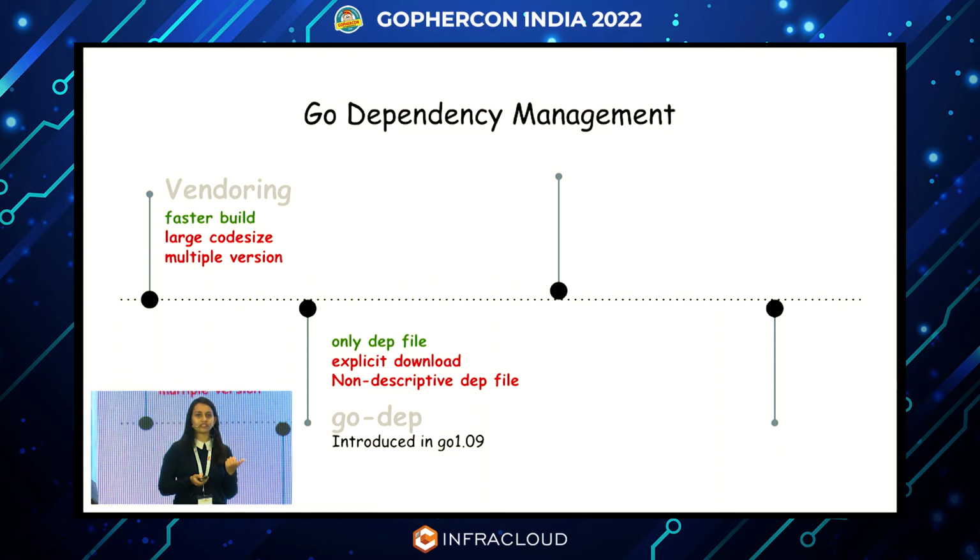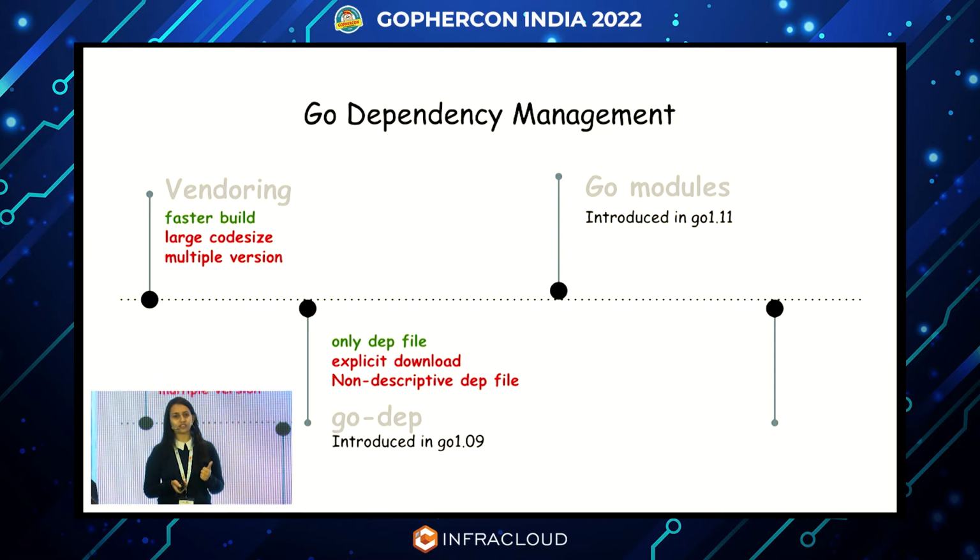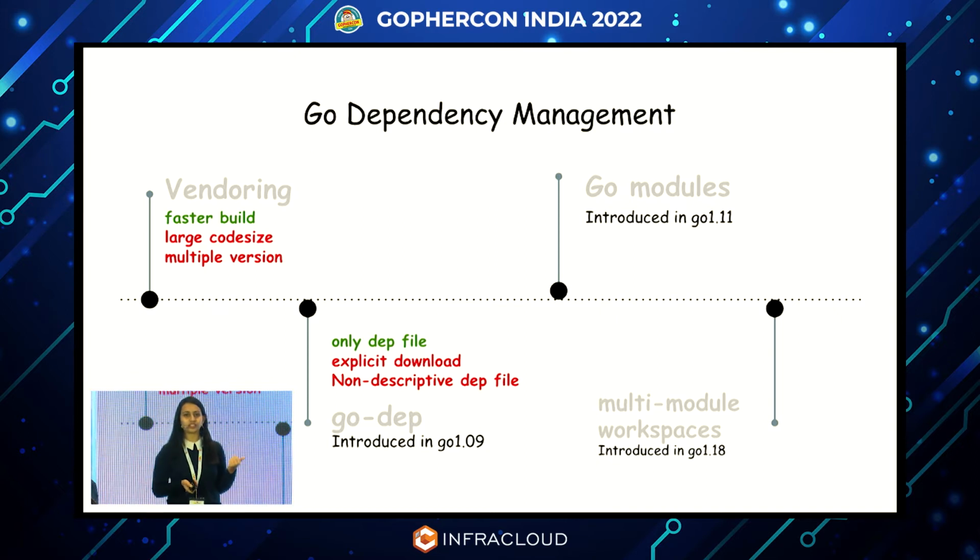Dep had one dependency file which maintained all the dependencies. It was kind of like package.json that we have in NPM. The cons were that you had to download the dep tool externally, and the dep file was not readable. You could not tell what the direct dependencies were that the code was using or what the indirect dependencies were. Then Go modules were introduced in 1.11, and they have been the default package manager tool in Go since 1.13. And then multi-module workspaces were introduced in Go 1.18.